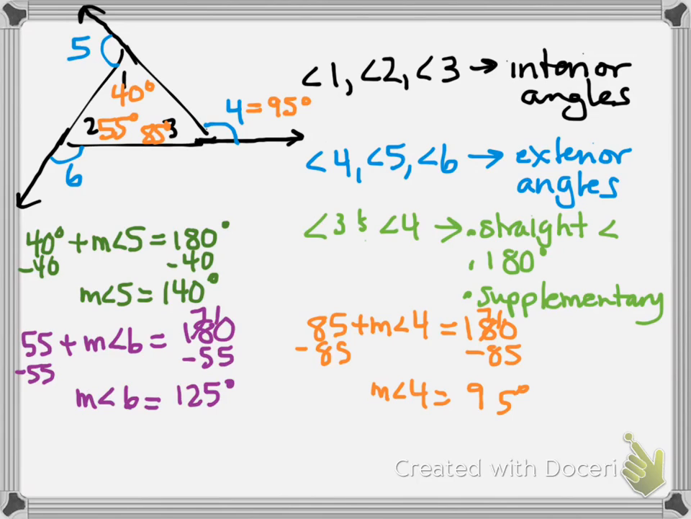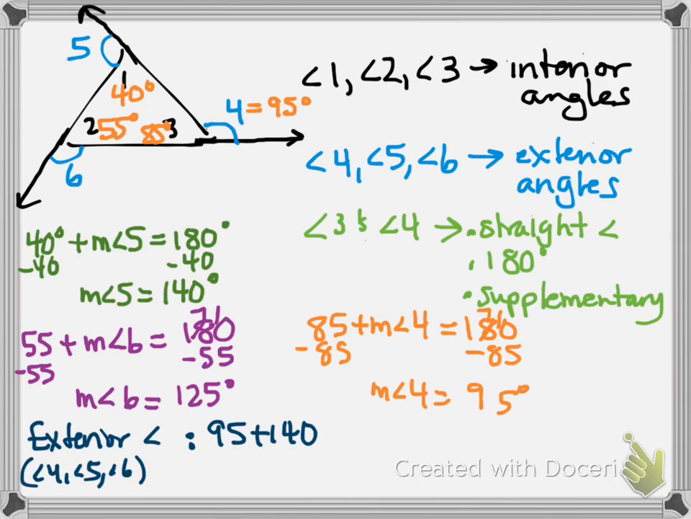So let's just take all of those exterior angles and add them up. Remember, those are angle 4, angle 5, angle 6. Angle 4 was 95, angle 5 was 140, angle 6 was 125. So add that up on your paper and tell me what you guys end up getting.